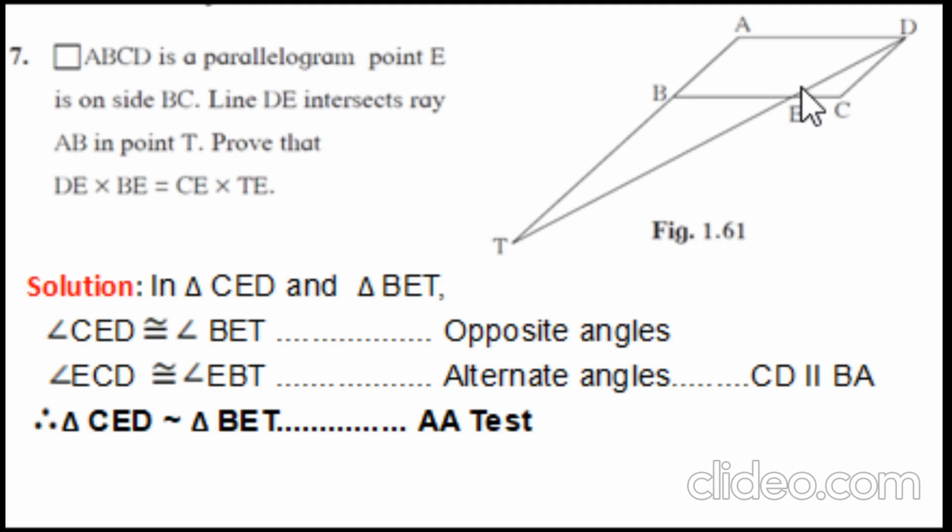So we have to take these two triangles CED and BET. So in triangle CED and triangle BET, we have to show these two triangles similar. Therefore, angle CED is congruent to BET, opposite angles, and ECD is congruent to EBT, alternate angles. Here CED and BET are opposite angles, as well as ECD and EBT, they are alternate angles. So we get triangle CED similar to triangle BET by AA test.